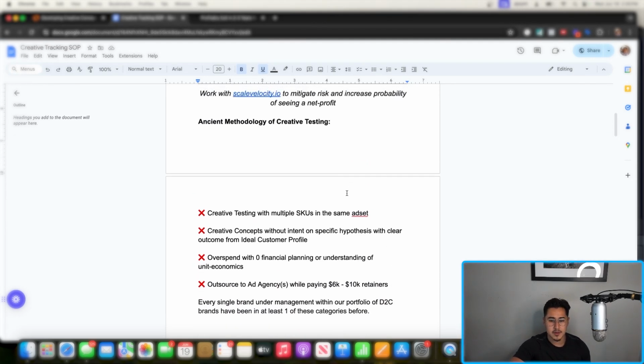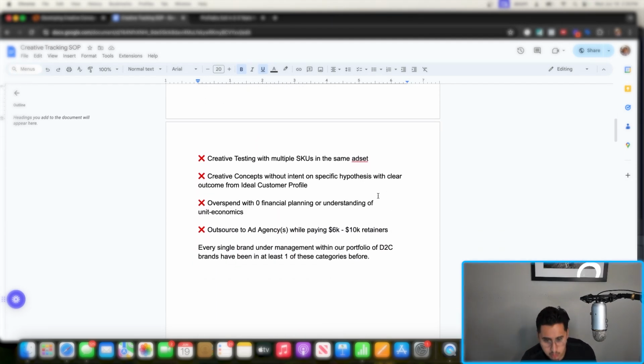Now, the ancient methodology of creative testing. Well, back in the day, I would say 2 years ago, agencies had a conception. And how do I know this? Well, I ran an agency, a creative agency to be specific, but creative testing was done with multiple SKUs in the same ad set. After auditing a ton of accounts, I see that still being present today, which is weird.